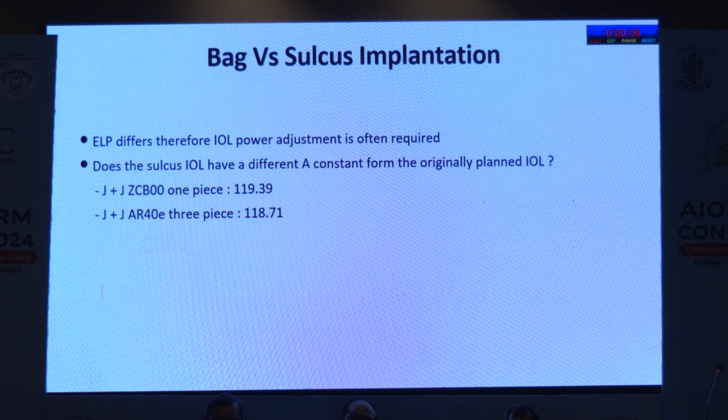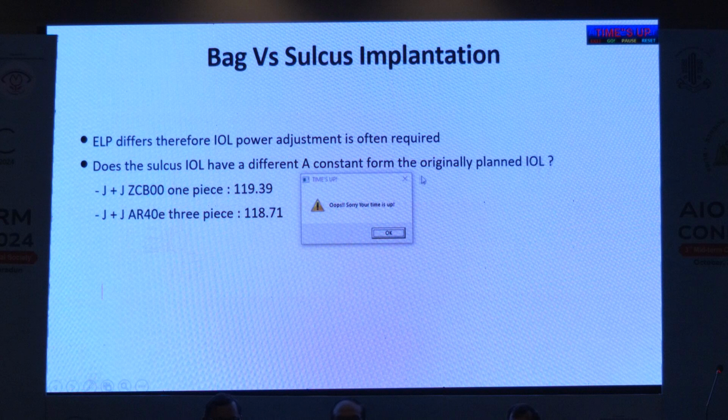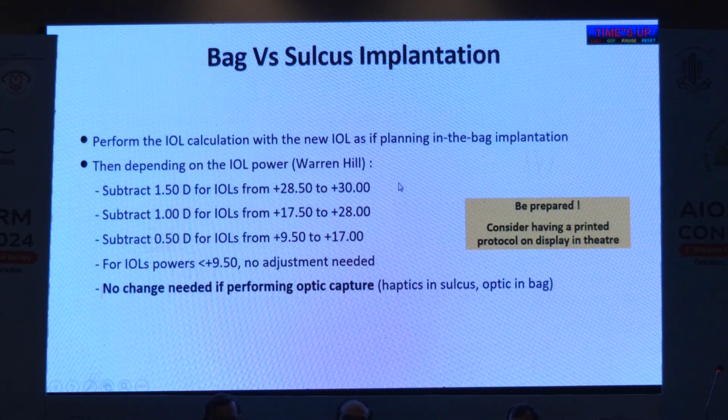So special circumstances like bag versus sulcus implantation, every surgeon now and then does fall into this scenario when we cannot implant the IOL in the bag. So in that case, we cannot just go ahead with our same IOL power. We need to recalculate the IOL power. That is because, number one, of changes in the effective lens position, and second, because of the change in the IOL material or the IOL A constant.